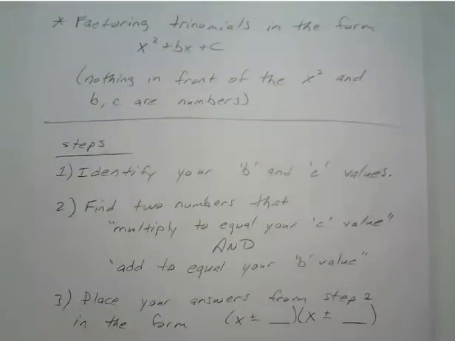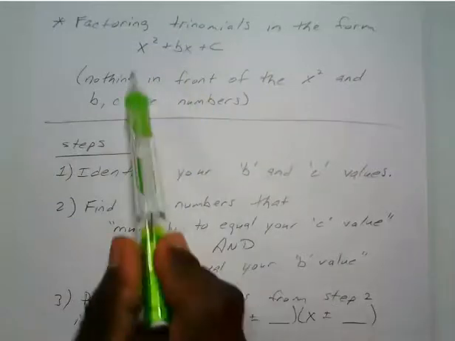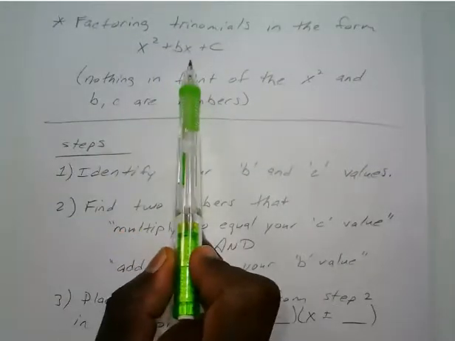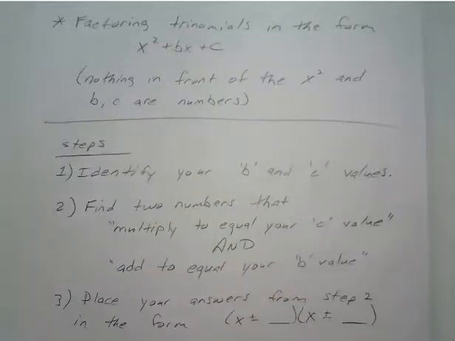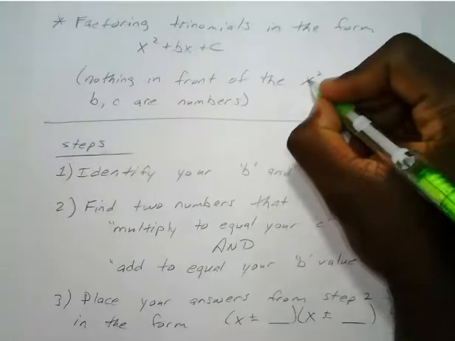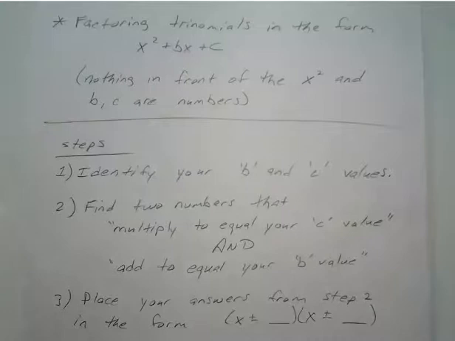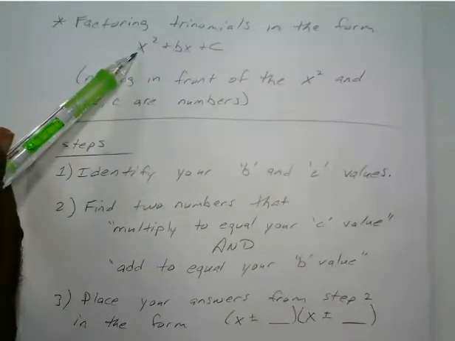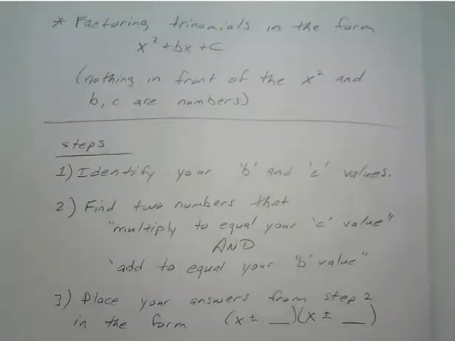Hello everyone, and this video will go over factoring trinomials. This time we're going to start with trinomials in the form of x squared plus bx plus c. That's basically saying that there's no value in front of the x squared other than 1, and your b and c are just numbers.